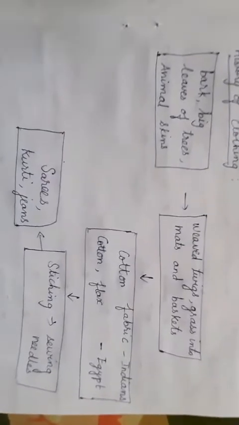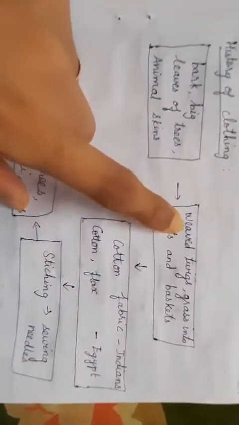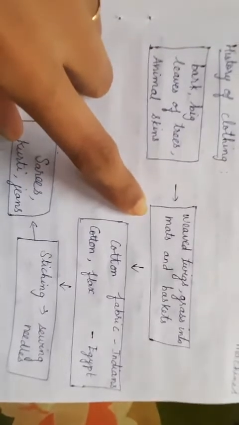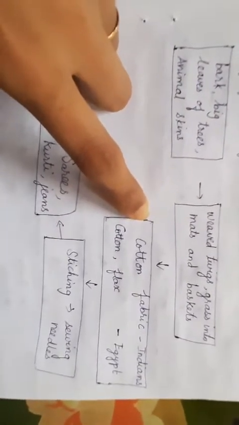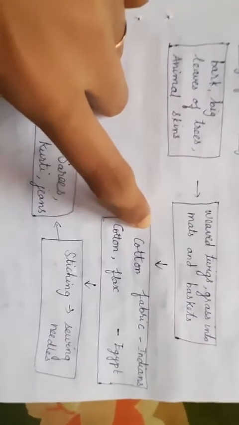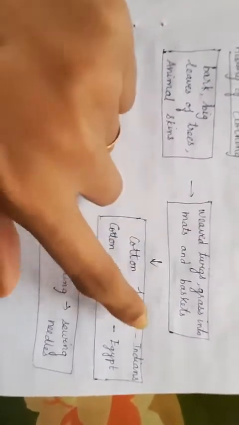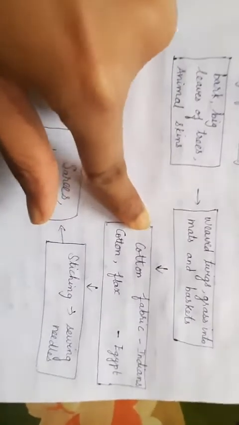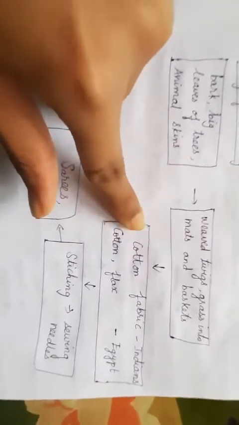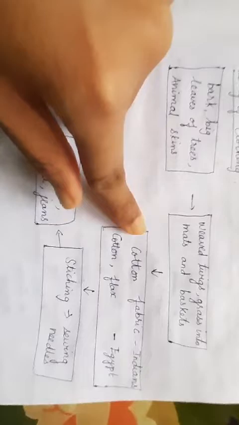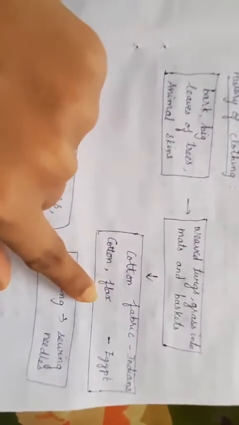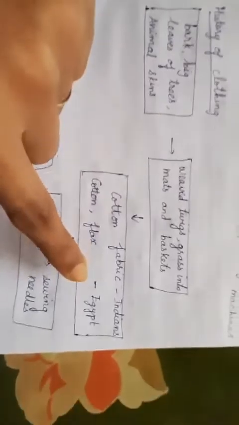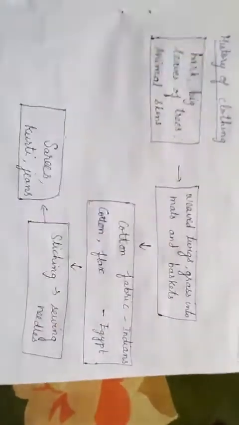Weaving means what, my dear children? It is stitching. They stitched it using the grass and made it into a mat. Then the next thing was some modern age development, that cotton fabric was made by the Indians. By this period fibers were known widely around the world and cotton was used by Indians. Cotton and flax. Flax is also a fiber used by the Egyptians.